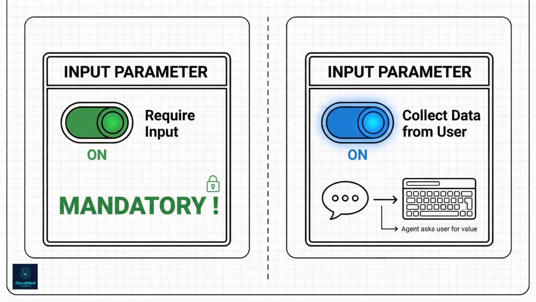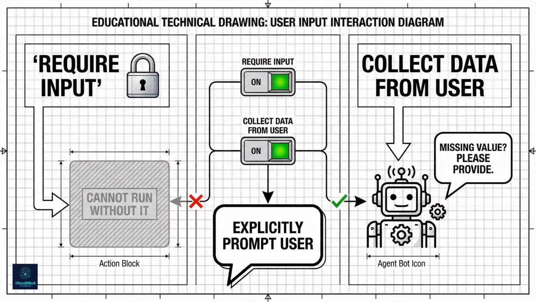Next is collect data from user. This also applies to input parameters, but it serves a different purpose. Collect data from user makes the agent ask the user for the value if it is missing. You need to select this to change the default setting, which is optional.